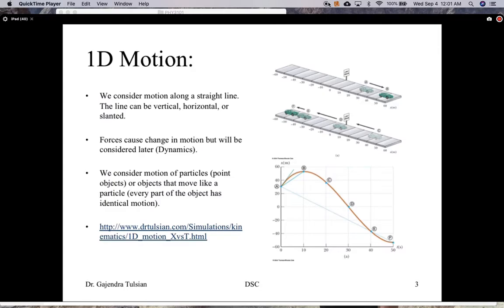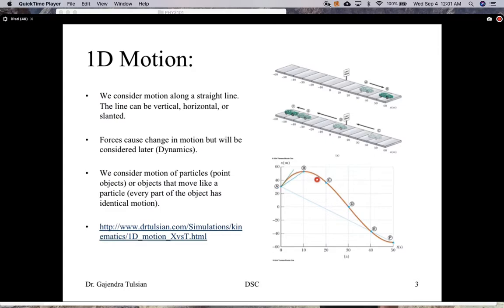So what this graph tells you is at t equal to 0, the car is at 30 meters. At 10 seconds, it's at 50 meters. At 20 seconds, it's at 38 meters or something like that. At 30 seconds, it's at 0 meters. At 40 seconds, it's at minus 40 meters. And at 50 seconds, it's at minus 50 meters. Anyway, this graph, this position as a function of time, gives you the location of the object at all times.